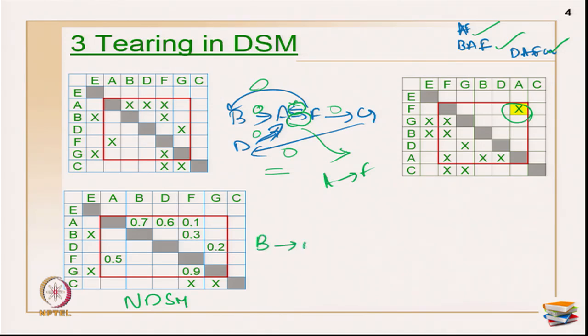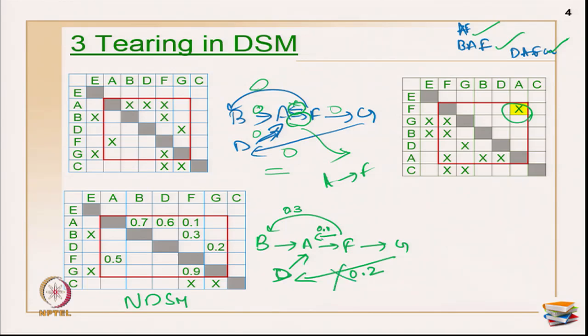Let me write down again. So now this F to A is 0.1, and G to D is 0.2, then F to B is 0.3. I have given only the weak dependencies. Let us try and see whether we can break the weak dependencies. I am going to break this relationship and this relationship.